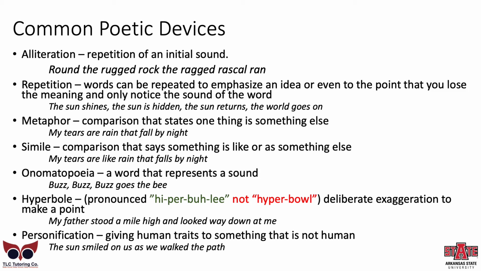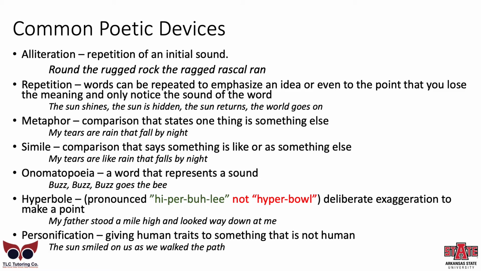Common poetic devices. Poetic devices are the tools that writers use to help create poetry. The first poetic device that we will look at is alliteration. Alliteration is the repetition of an initial sound. Consider the example, round the rugged rock, the ragged rascal ran. You'll notice the repetition of the initial R sound in each word.